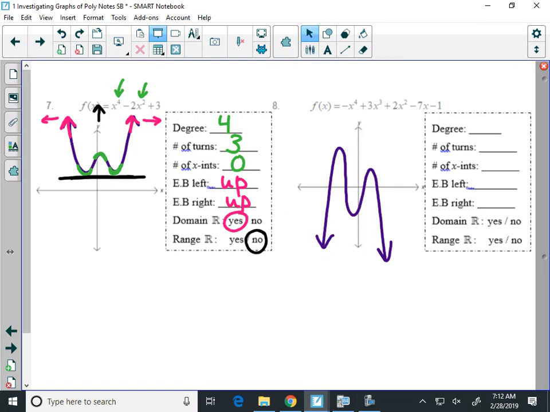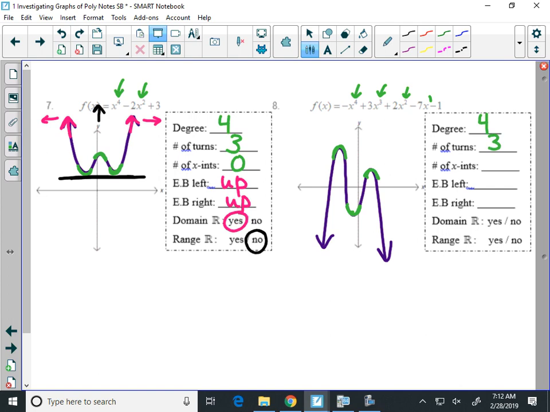Okay. So our degree, highest exponent. Well, I have a 4, a 3, a 2, and an exponent of 1. The highest exponent is 4, so that's our degree. On this graph, the number of turning points. Well, I turn here, that's 1 time, 2 times, 3 times. So this graph has 3 turns.